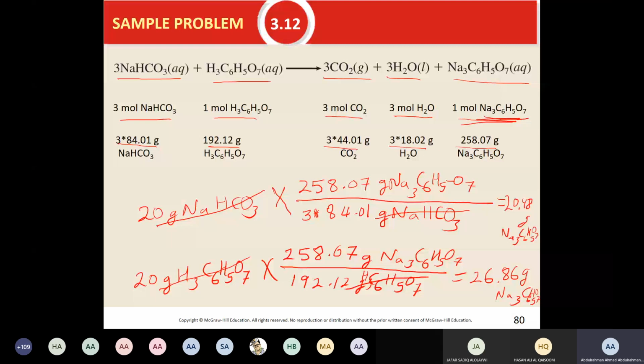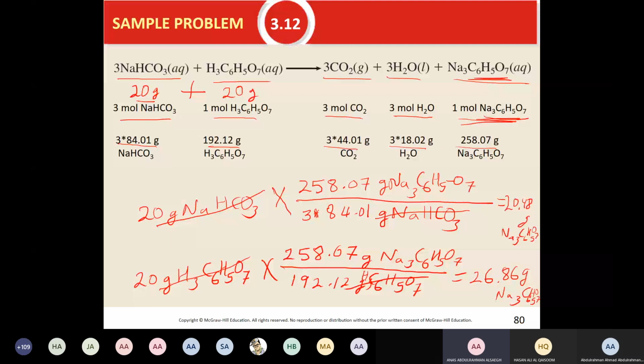Now, assume that we are in the lab. I make this reaction, I put 20 gram of this one, mix it with 20 gram of this one. And I calculated the amount of Na3C6H5O7, which is this one. How much am I going to find? I went to the lab and I mixed this 20 gram with 20 gram of this one. How much of this one am I going to find?